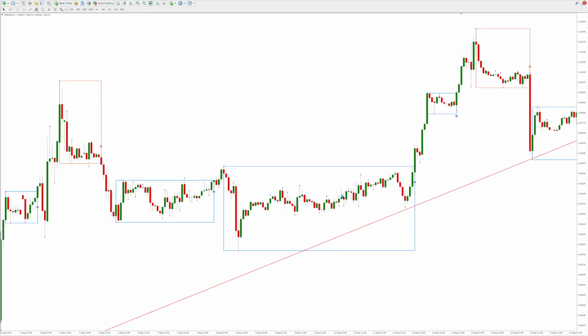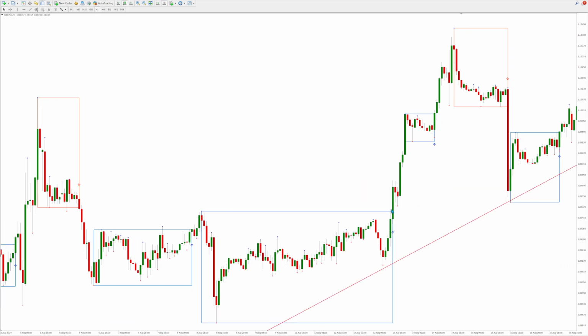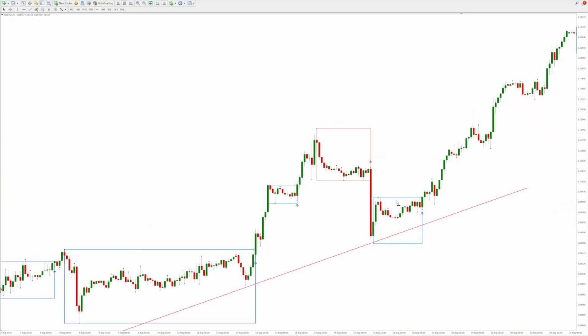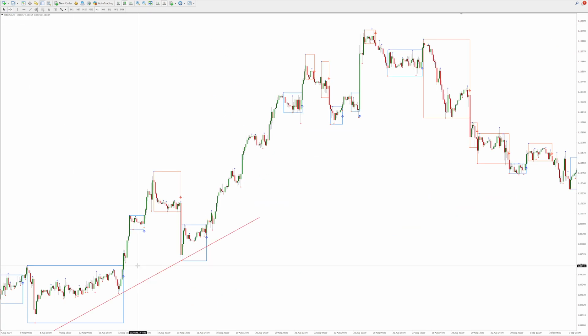So we have a nice pullback here around this area and a breakout of the Darvas box, which is actually a good entry to get in on this particular trade. You can see that that level of resistance does hold up as support around here. So this is a good breakout trade of the Darvas box in line with the trend for a potential of 250 odd pips.